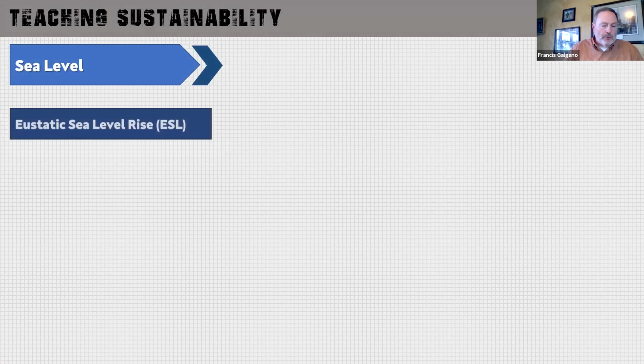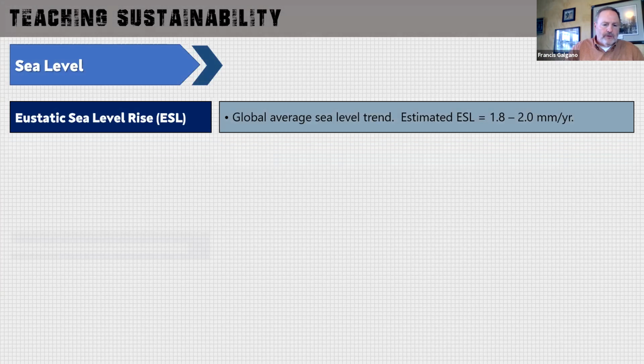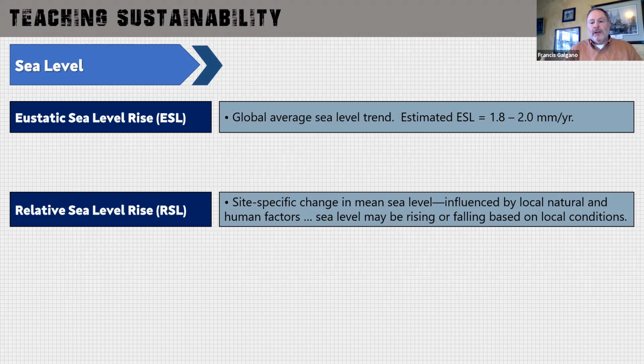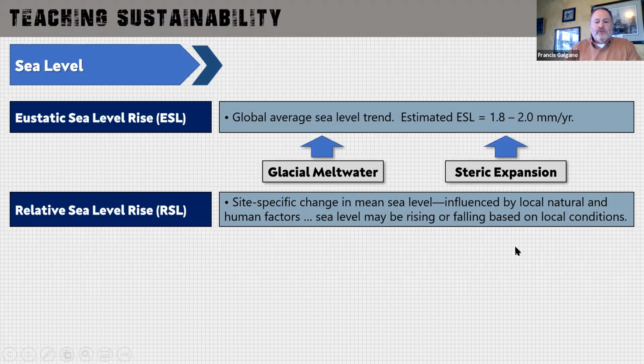There's also two components of sea level rise that we want to get our students to understand. There's eustatic and relative. Eustatic is the global average. If we take away all of the regional differences that affect sea level rise, the eustatic rate of sea level rise is now about 1.8 to 2 millimeters per year, and that is increasing as things get warmer. Eustatically, sea level rise is a function of global meltwater and the steric expansion based on temperature of the upper surface of the ocean.